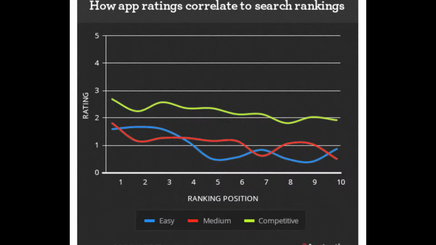This test was done by taking a random sampling of keywords and categorizing them by their frequency as related to result count. An easy keyword results in 10 to 25 apps trying to rank for that keyword. Medium keywords are those that are included in 25 to 100 apps, and competitive keywords are those in 100 or more apps.